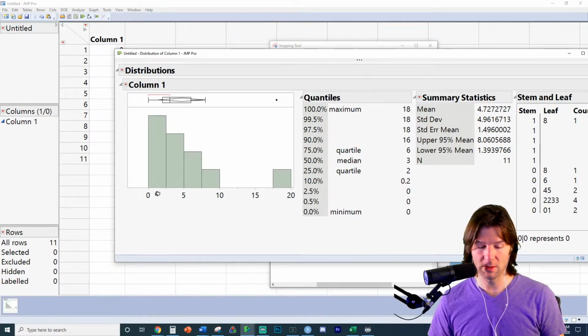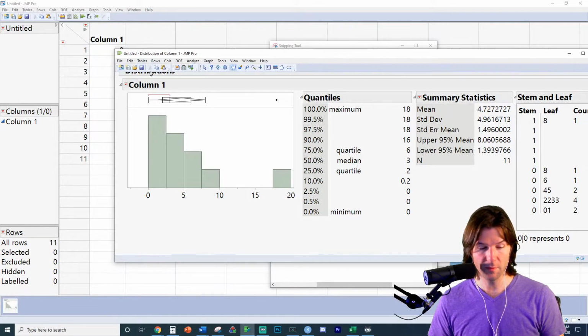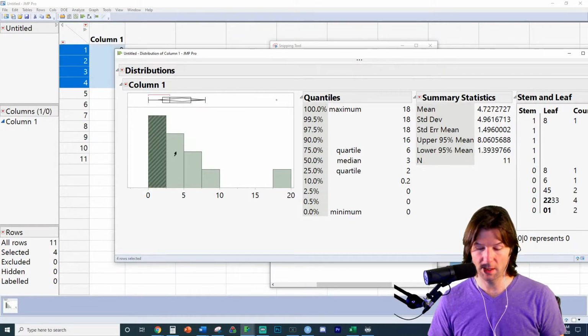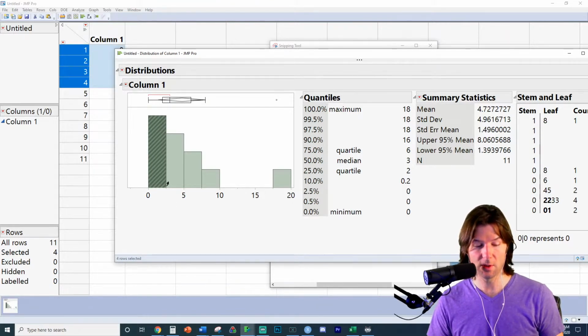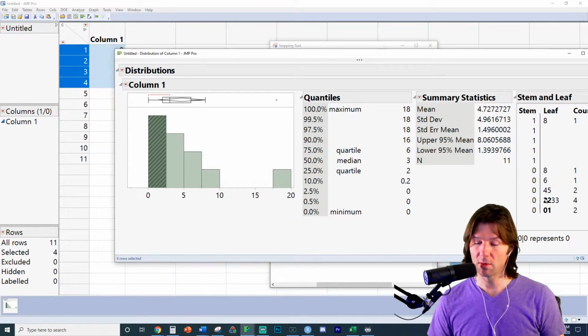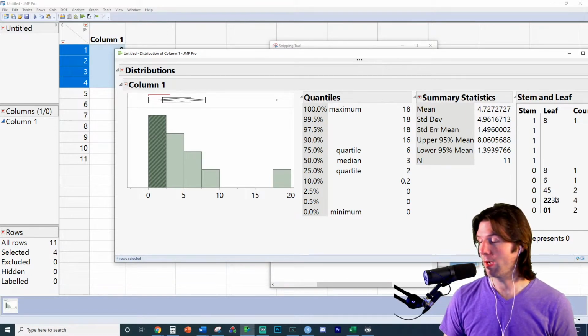These are not observations. The observations are right here. And we can prove this by clicking on them, and it should highlight them in the stem and leaf. If you notice, this has the numbers between 0 to 2.499. So the 0, 1, and 2 are highlighted.